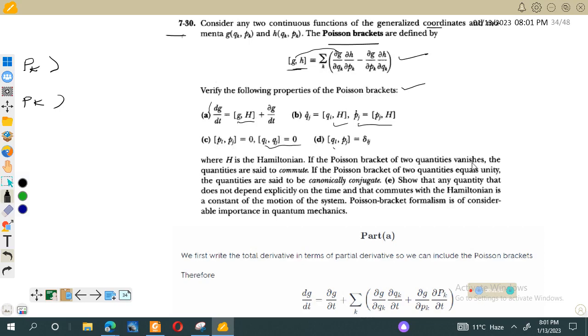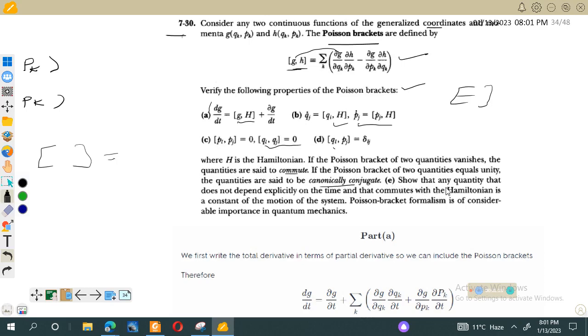Here h is the Hamiltonian. If the Poisson bracket of two quantities vanishes, the quantities are said to commute. If the Poisson bracket, the commutator of the two quantities, is 0, it means they commute with each other. If the Poisson bracket of the two quantities equals unity, the quantities are said to be canonical conjugates. Those quantities for which the Poisson bracket is equal to unity are called canonical conjugates.